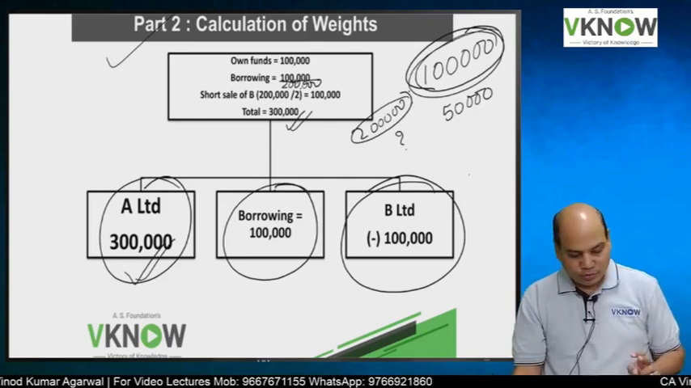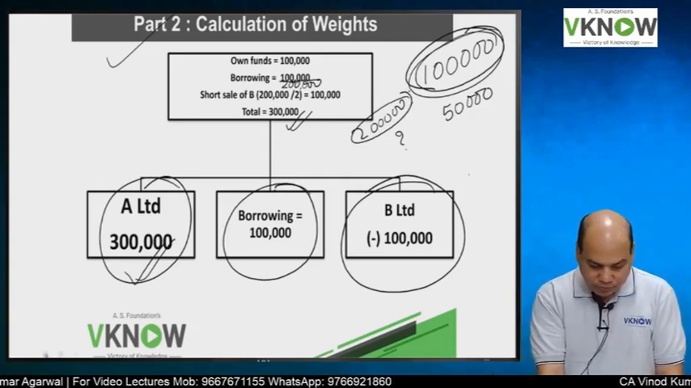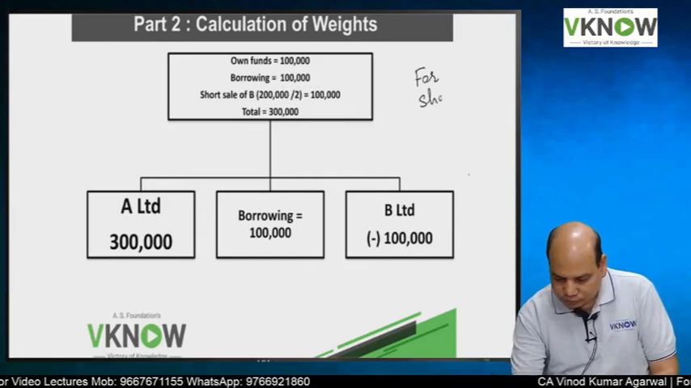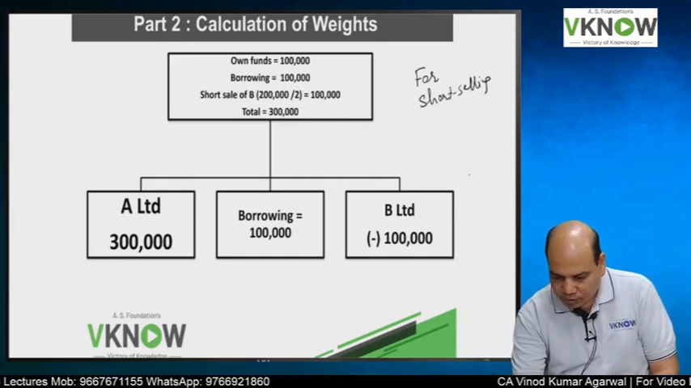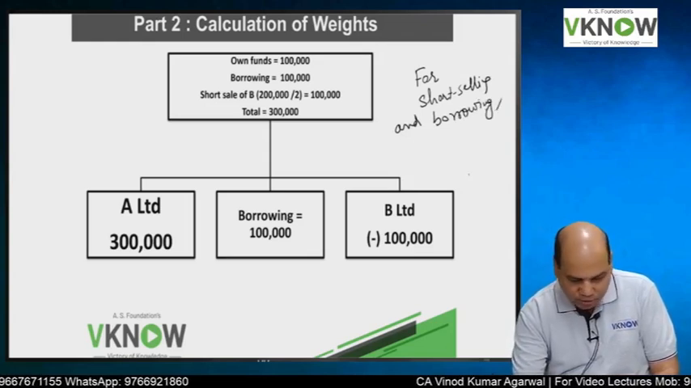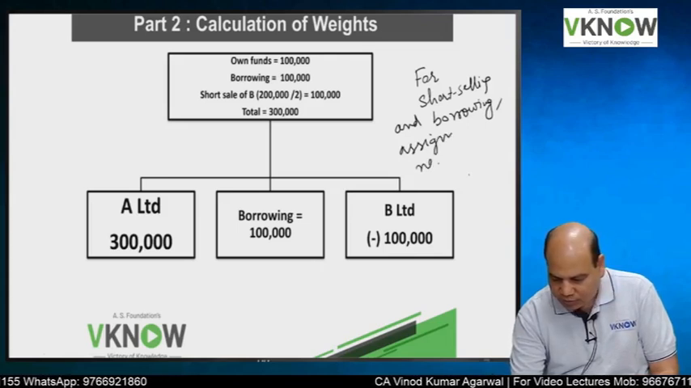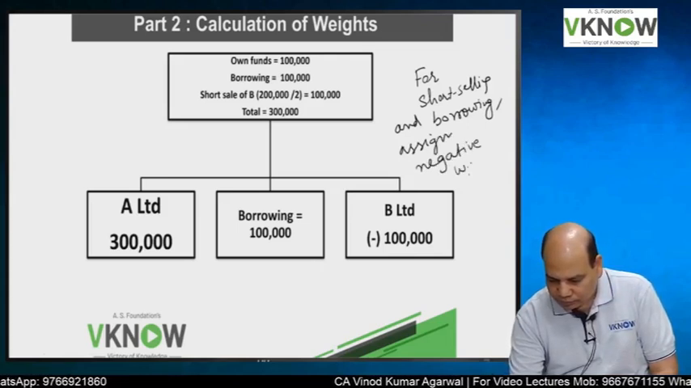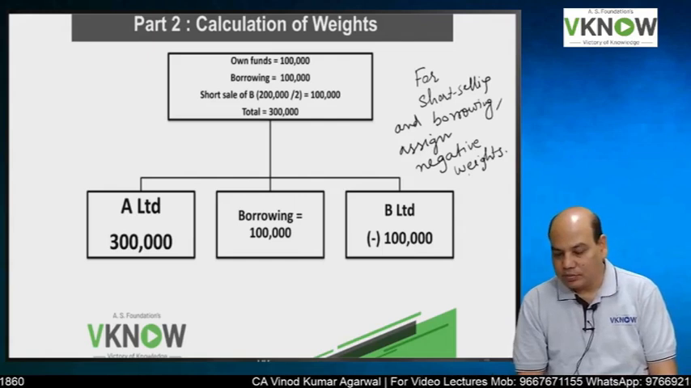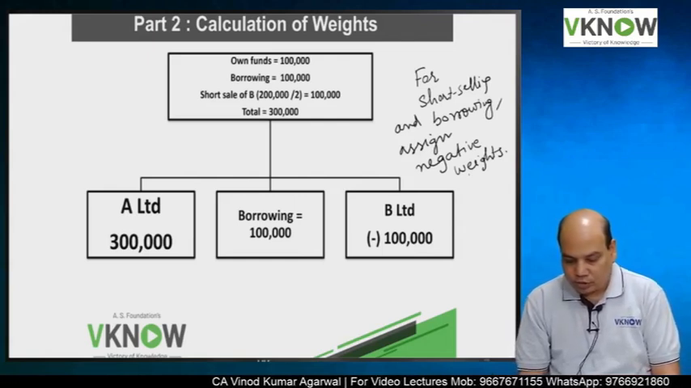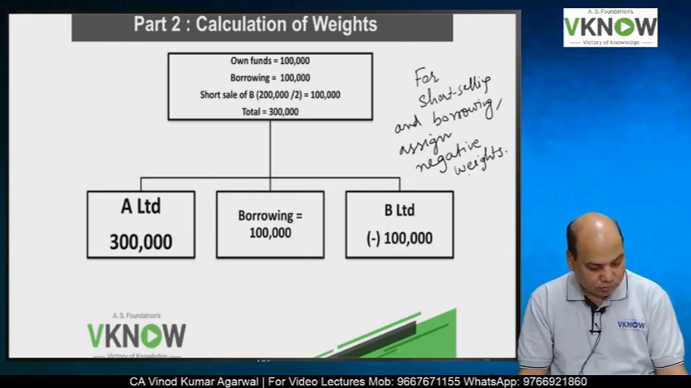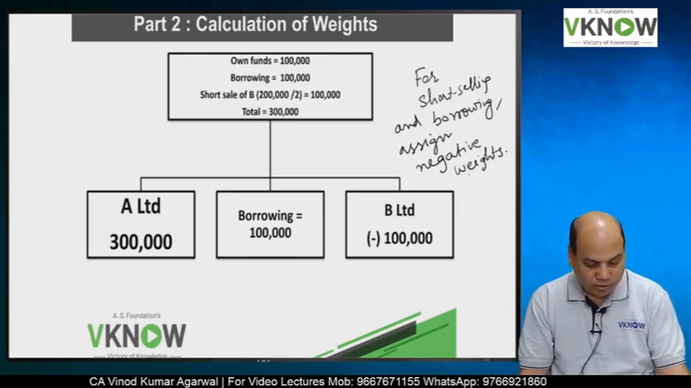Two things note down before I proceed further. Write down students, for short selling and borrowing, assign negative weights.